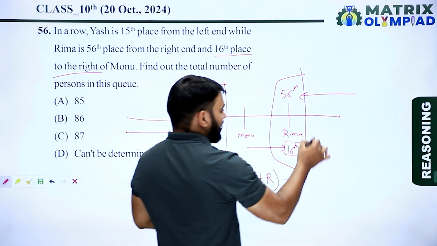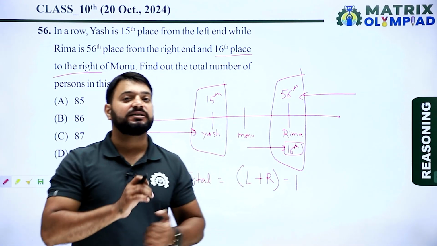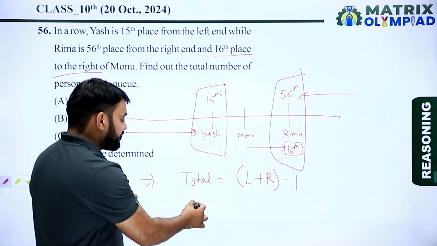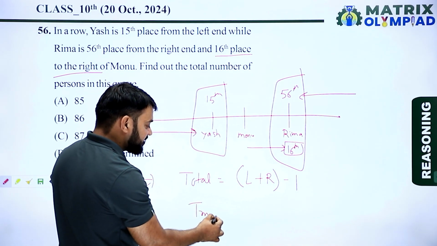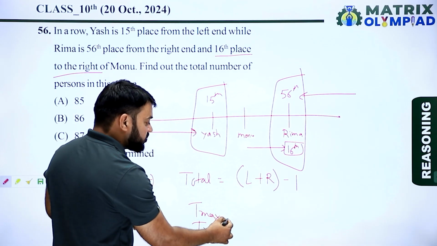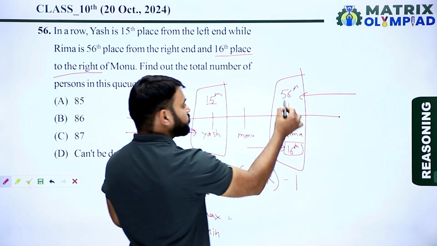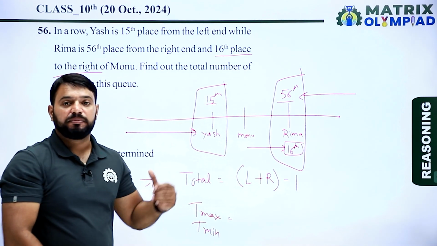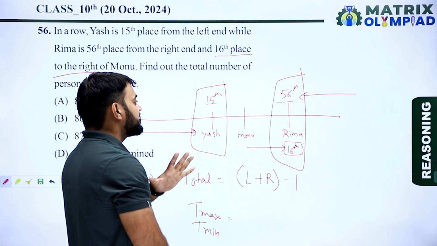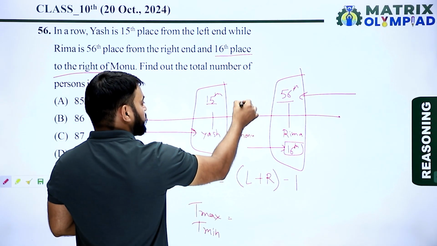2 पर्सन, अगर एक पर्सन का लेफ्ट और दूसरे पर्सन का राइट गिवन है तो नंबर ऑफ मिड पर्सन गिवन होने चाहिए, तो आप टोटल नंबर ऑफ पर्सन फाइंड कर सकते हो. टोटल मैक्सिमम टोटल मिनिमम फाइंड कर सकते हो, बट उसके लिए नंबर ऑफ मिड पर्सन गिवन होना चाहिए. बट यहाँ पे नंबर ऑफ मिड पर्सन एग्जैक्ट कितने हैं गिवन नहीं है, बिकॉज मोनू की पोजीशन फिक्स नहीं है.